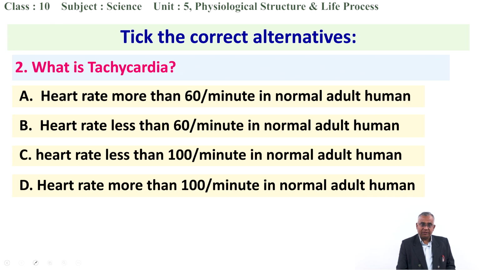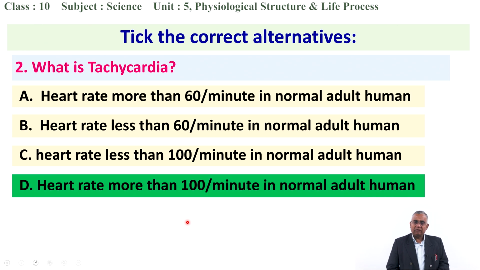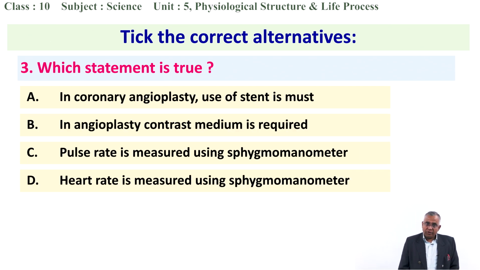Next question is, what is tachycardia? Heart rate more than 60 per minute in normal adult human, or heart rate less than 60 per minute, or heart rate less than 100 per minute, or heart rate more than 100 per minute in normal adult human. Tachycardia is very easy. Here you have got that it is more than 100 per minute.